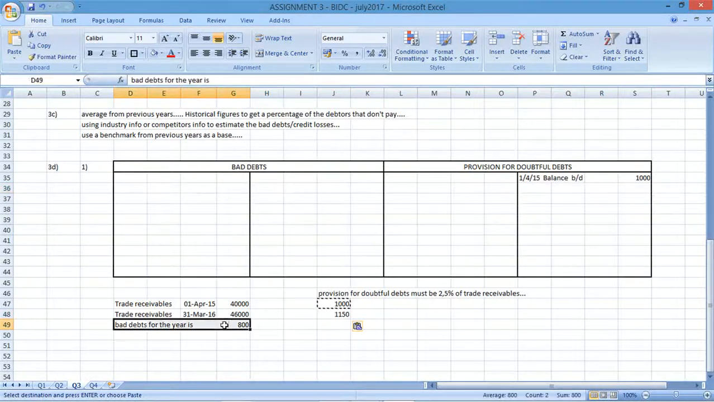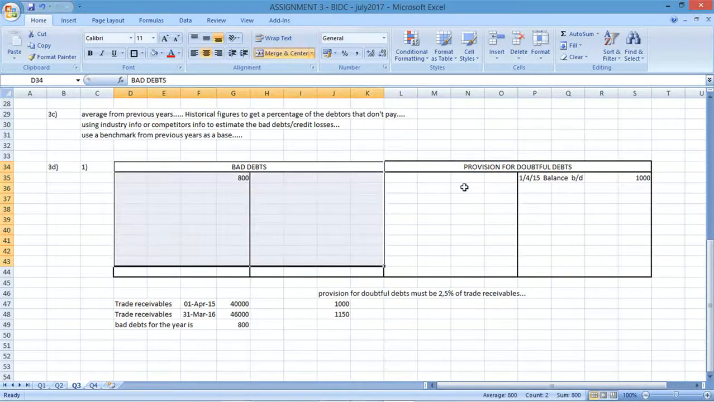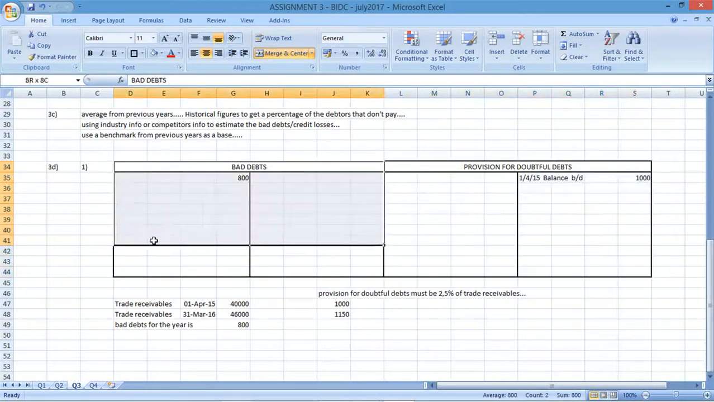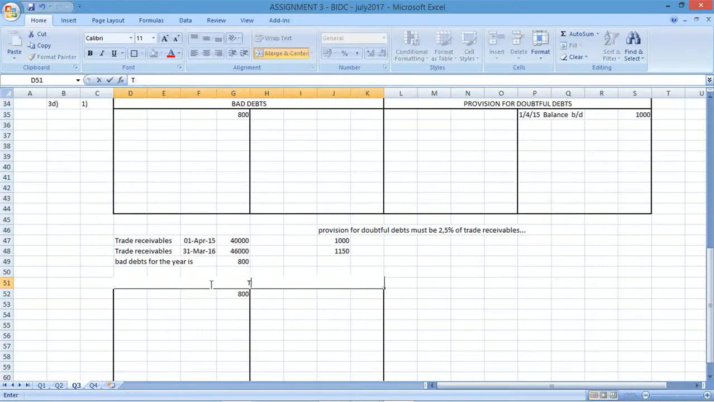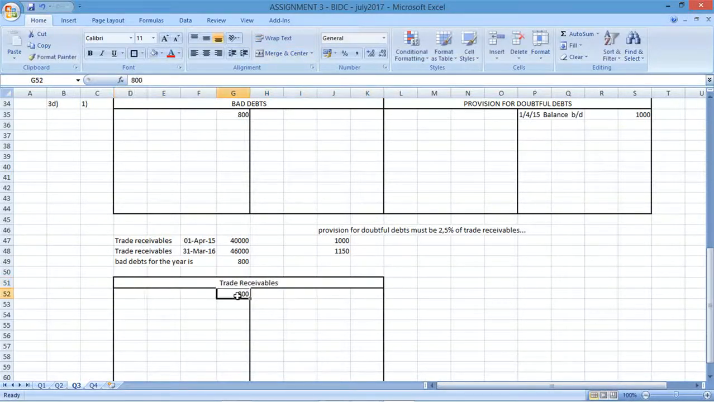We also know that bad debts for the year was 800. So bad debt will be 800, and this would have been created during the year. So then we would have had the debtors. Did they ask for the debtors here? No, they didn't ask for the debtors. So that's interesting because there's two ways of doing this. You could write off bad debt to the provision, or you could write off bad debt to the debtors. So I'm going to show debtors as well here, trade receivables, and I'm going to show the debit and credit here.